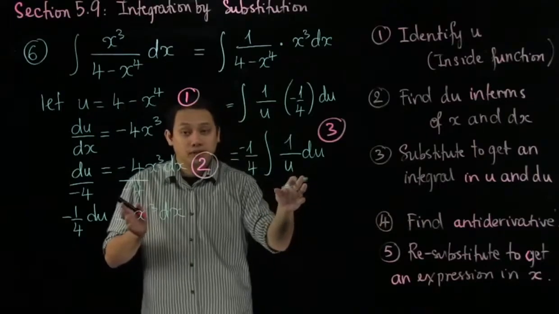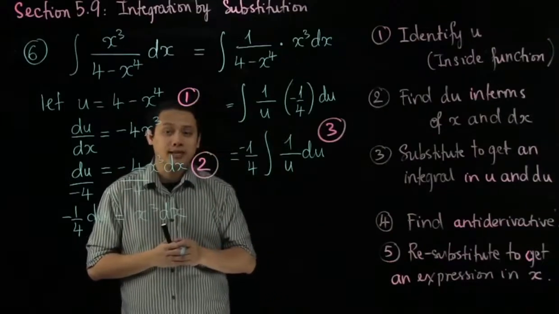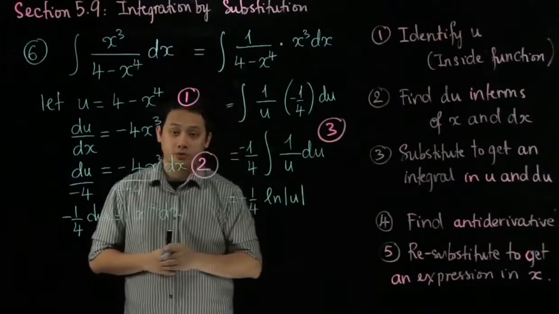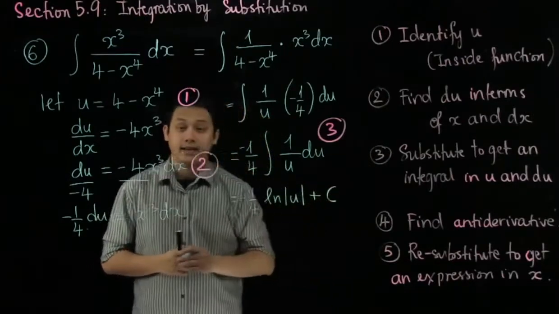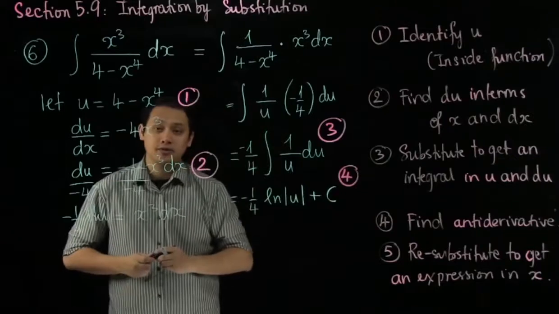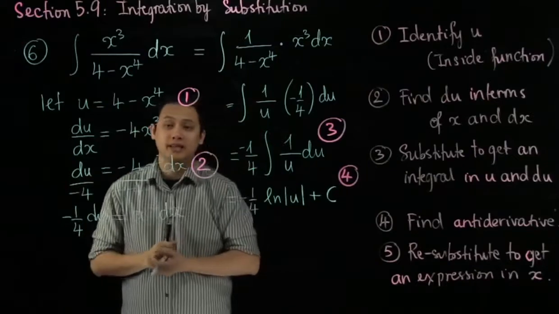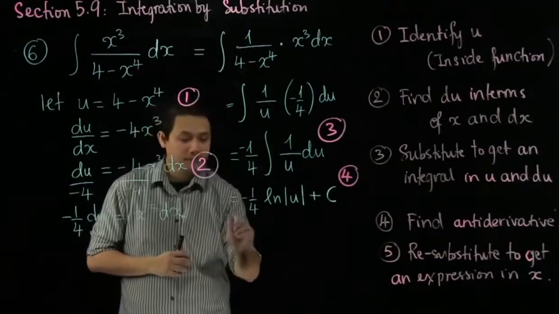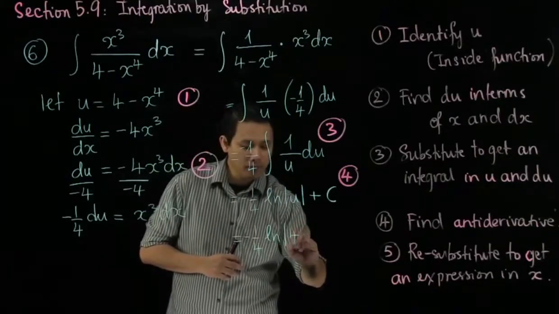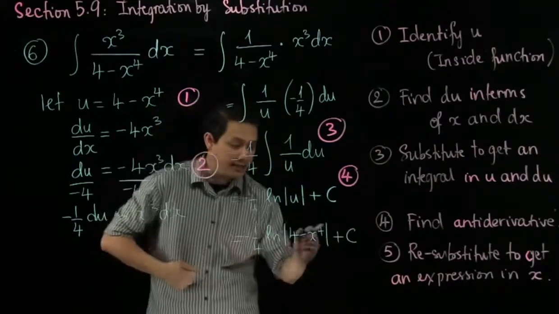As I mentioned in problem 5, the antiderivative of 1 over u has a special formula. That is negative 1 over 4 times ln of the absolute value of u. Don't forget to add plus c at the end. This is the fourth step of finding an antiderivative. For the last step, you need to substitute u equal to 4 minus x to the fourth back into the answer. That is minus 1 over 4 times ln of 4 minus x to the fourth plus the constant c. And this is the last step.